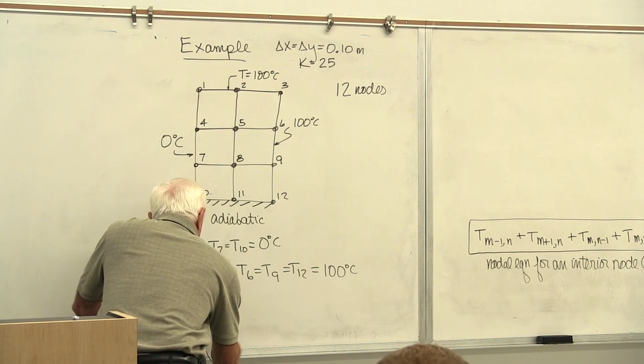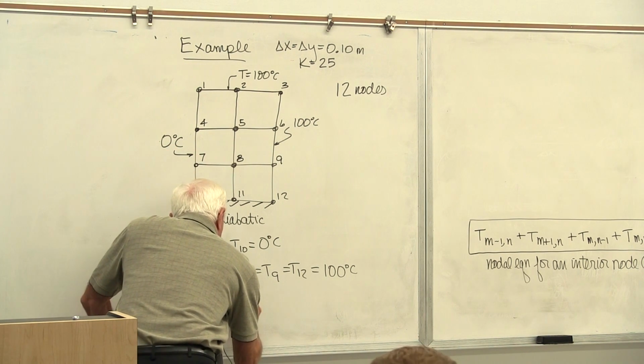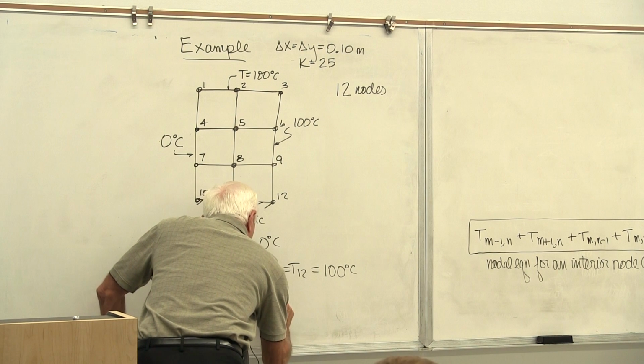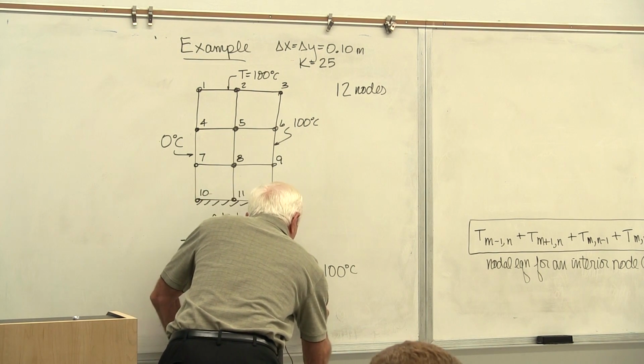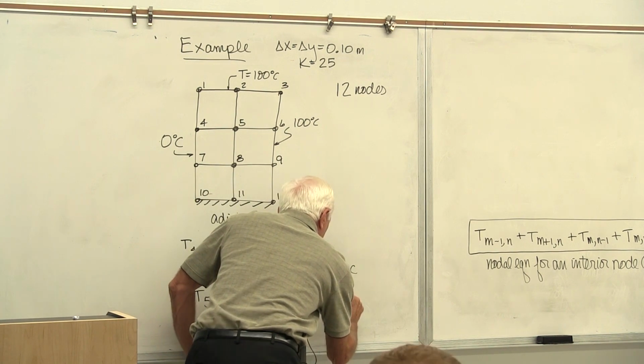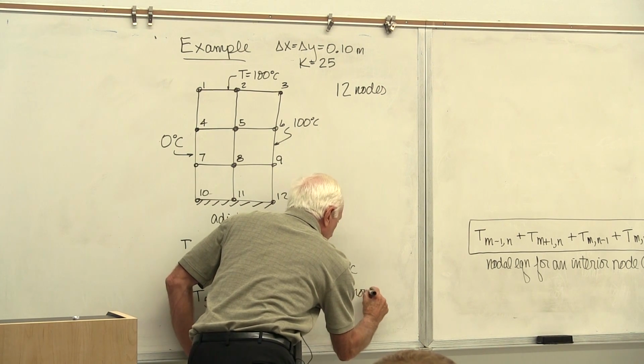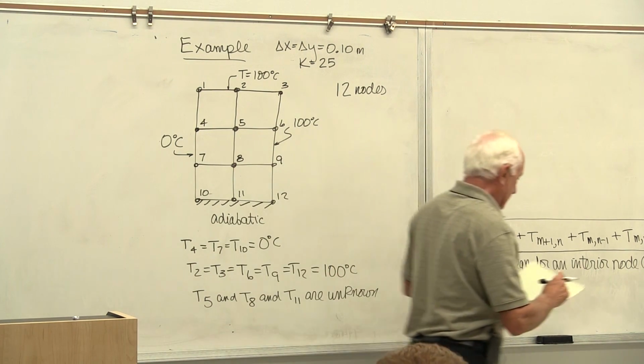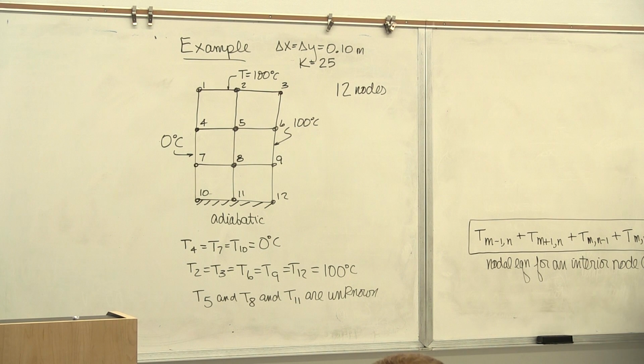T5, T8, and T11 are unknown. Right, okay. So I've got 3 unknown temperatures. Okay, yeah. What about T1?